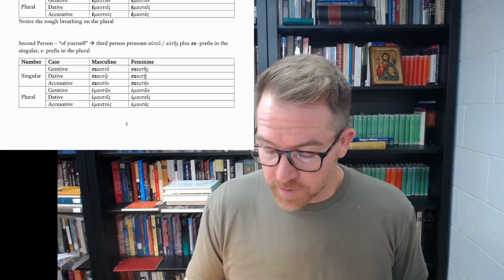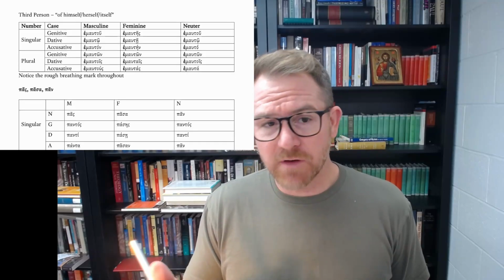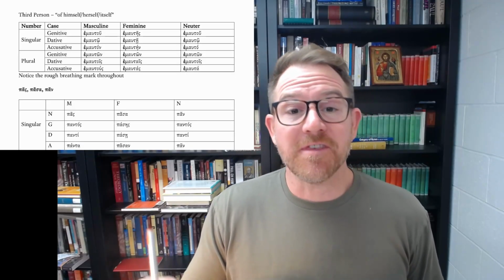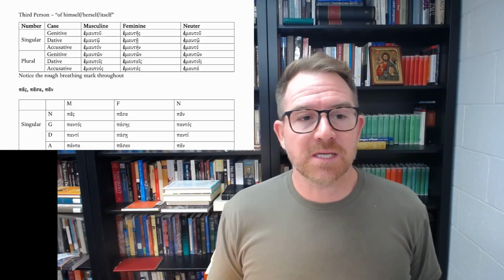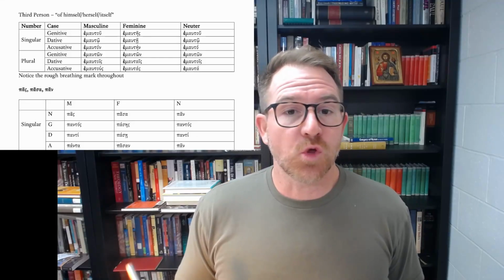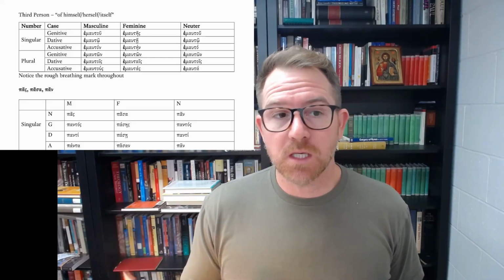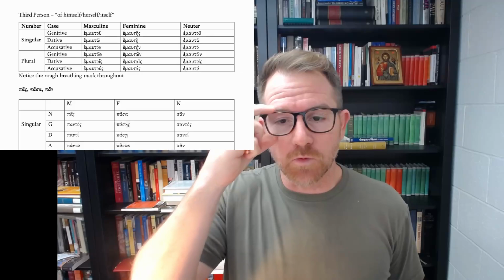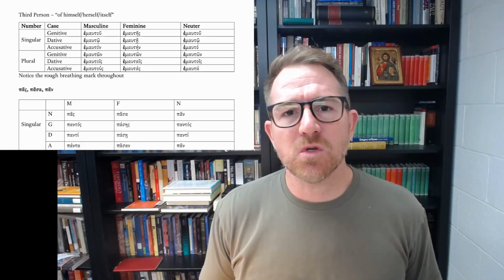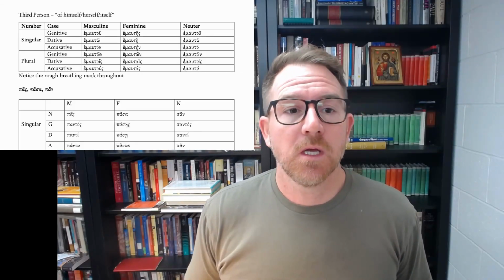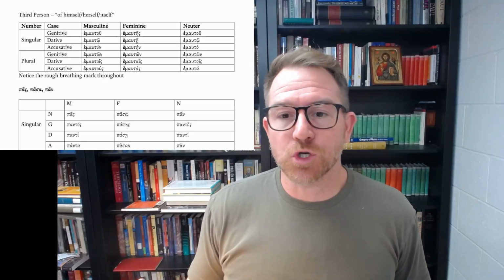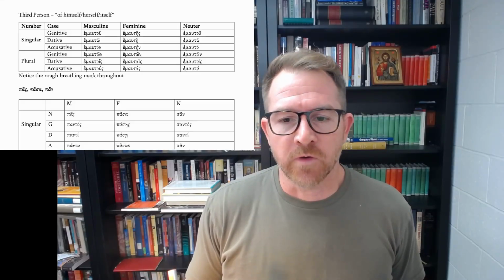And then, of course, in the third person, because you could have of himself, of herself, of themselves, or itself, and that is going to be the rough breathing mark throughout. So be looking for those reflexive pronouns. Mostly when you see these in the New Testament, they're going to be in that third person. There's not a lot. I'm sure there are some examples, but there's not as many in the first or second person reflexive pronouns. You're mostly going to see these in the third person.